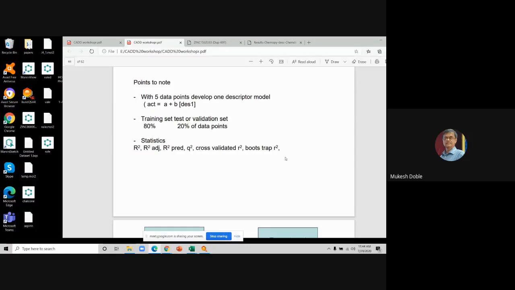If you have about 8 data points or above, then yes, you can go for 2 descriptor models. Okay, then there is one important thing which I have not mentioned, but I will mention it now: training set and validation data set.